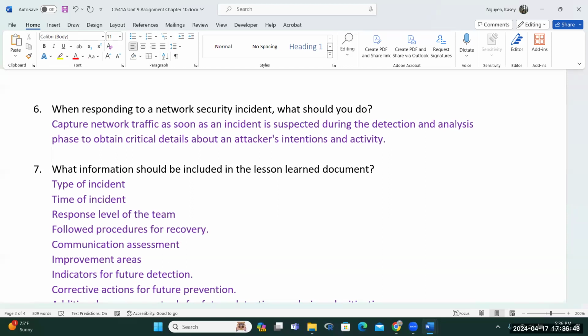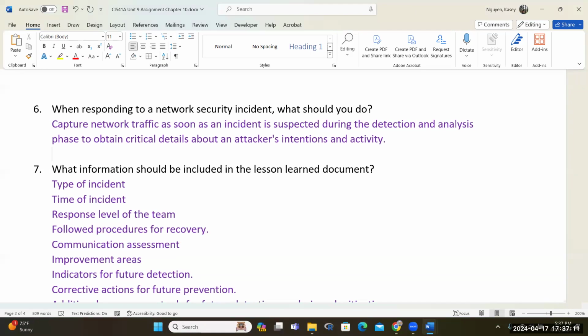And then we would assess the communication. Was it very effective? Did everybody respond immediately? Because we have to use a certain type of communication channel, right? Like some companies will use Slack or whatever, or even smartphone, email, text messages. And then we would note the improvement areas.